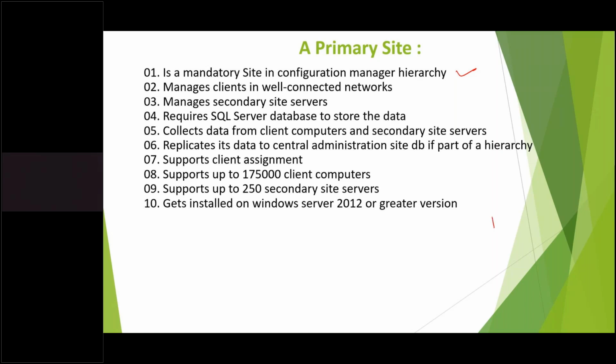So primary is basically the heart of SCCM. It will be managing devices in well connected networks. For example, there are 50,000 devices in New York. New York is like the headquarters. Some servers, some laptops, some computers. So one primary will be able to manage these 50,000 devices, right? Because the maximum limit is 175,000. It manages 50,000 devices because all of them are in a well connected network, with good connectivity.